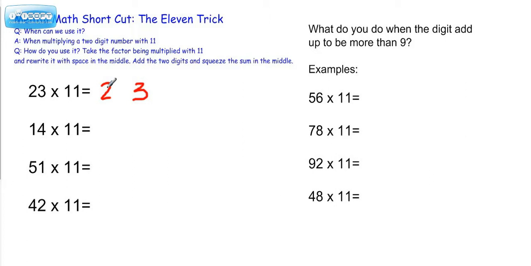We add these two digits, 2 plus 3 equals 5, and then we squeeze that sum right in the middle. 23 times 11 is 253. Let's try it again on this one.